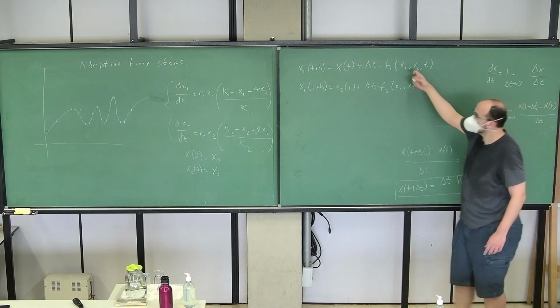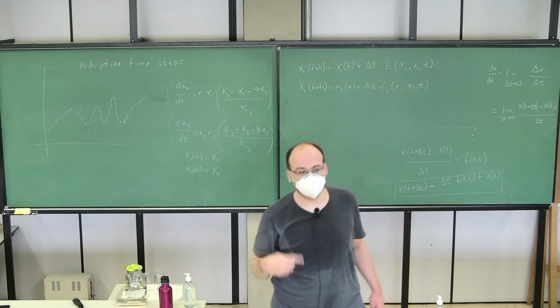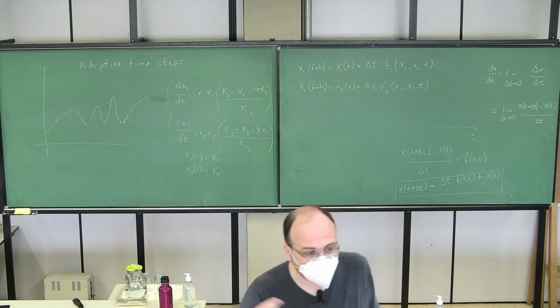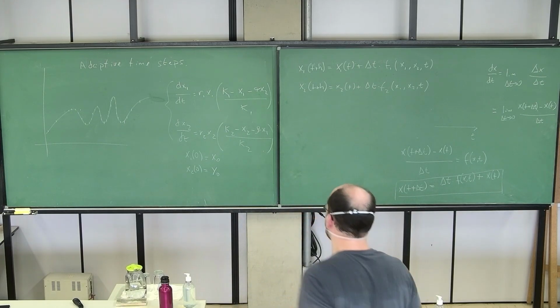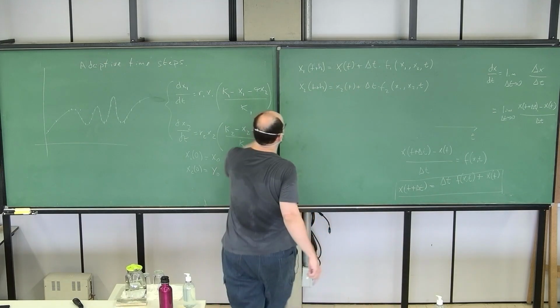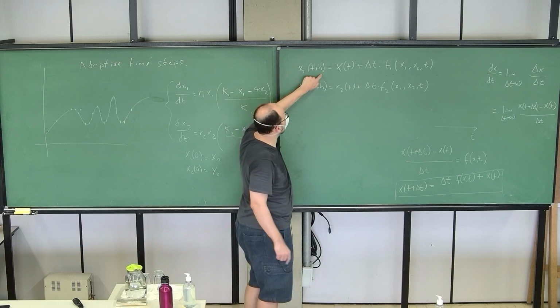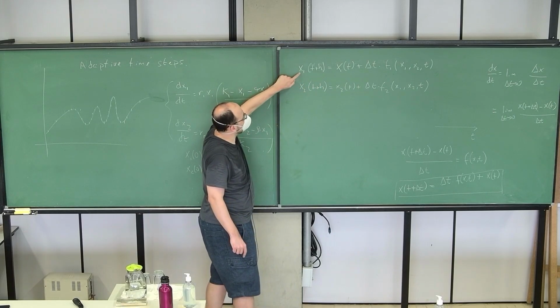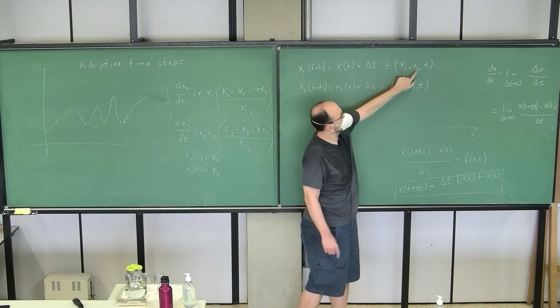So conceptually, solving systems of differential equations is exactly the same as solving a single equation, okay? You always do time steps, but now the only difference is that the time step for this variable depends also on the other one, okay?